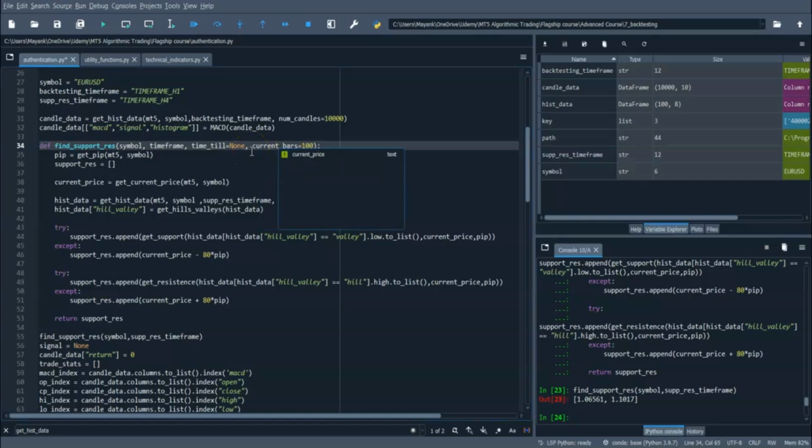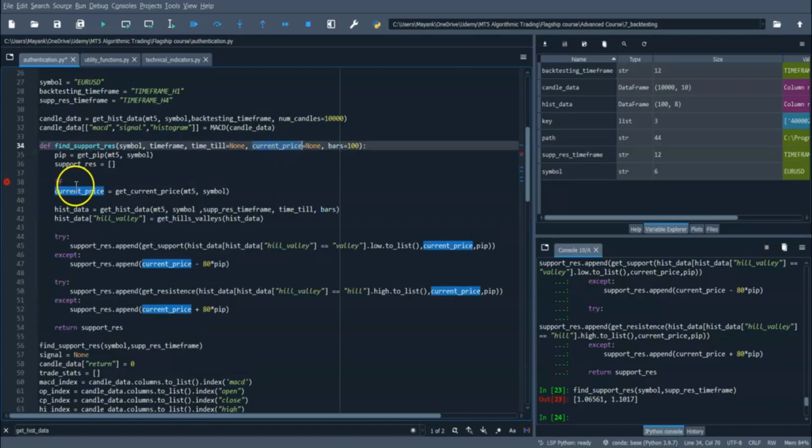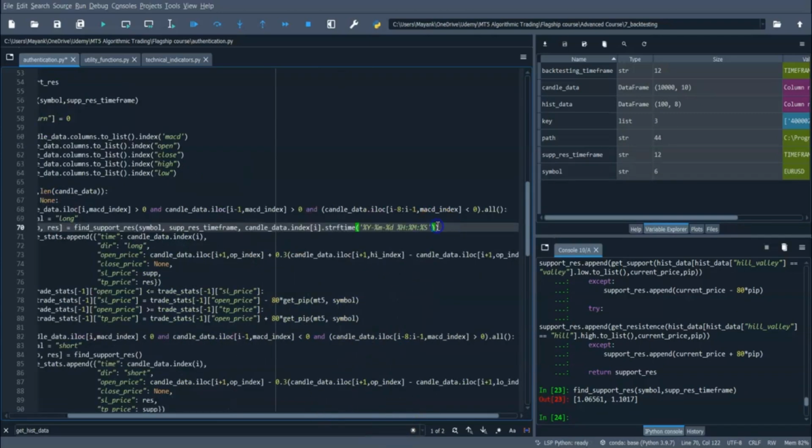So current price by default, let me make it none. If we have none price, then calculate whatever is the current price. So let me make it: if current price is equal to none, then use the current price. Else, whatever is the current price, that is the price that we'll have to pass in the get support and get resistance functions. Alright. So here, what would be the current price? The current price, we will use the opening price of the next row, because that is going to be our open price, and with respect to that price, we'll have to calculate the support and resistance.